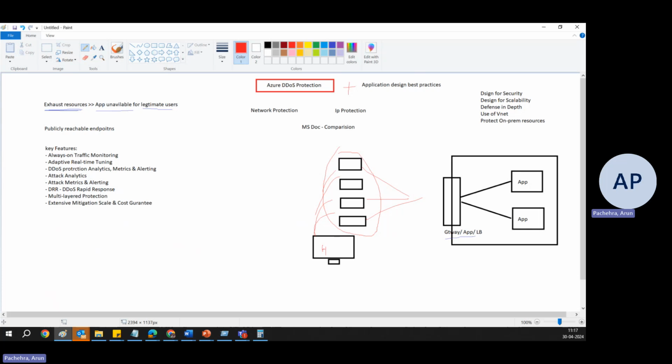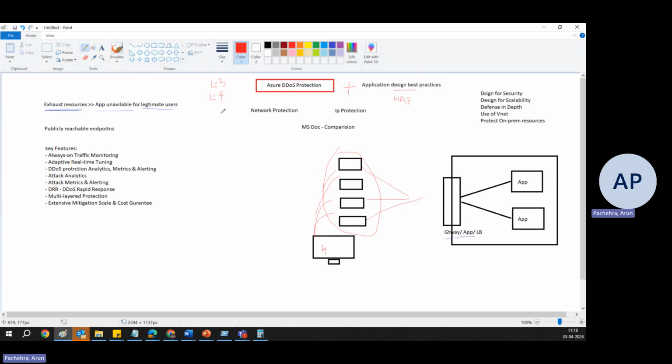And why is that so? If we go a little deeper, Azure DDoS Protection protects layer 3 and layer 4 only. It doesn't protect layer 7. So another best practice for the application is the app gateway, which I mentioned here, because the app gateway provides WAF, right? So Azure DDoS Protection plus application design best practices will help us protect our application from DDoS attacks.